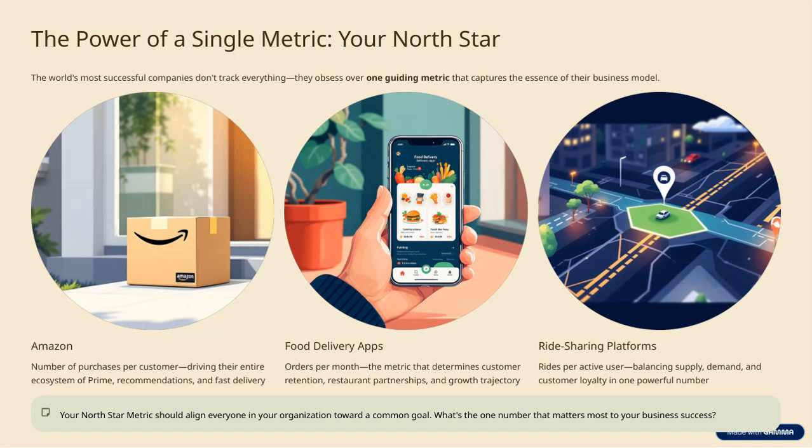Successful companies focus on a single, crucial metric that truly reflects their core business. For example, Amazon tracks the number of purchases per customer, which influences everything from their Prime service to recommendations and delivery speed. Food delivery apps measure orders per month since it drives customer retention, partnerships, and growth. Ride-sharing platforms watch rides per active user to balance supply, demand, and loyalty. This kind of North Star metric unites everyone in the company around one clear goal. So, it's important to find that one number that best represents the health and success of your business, guiding your decisions and priorities.